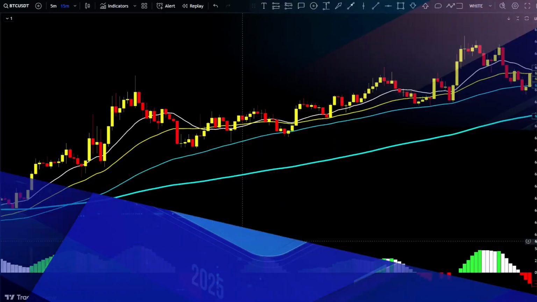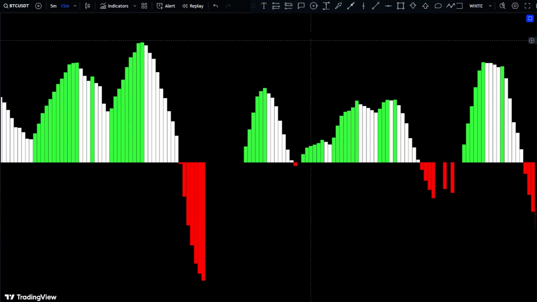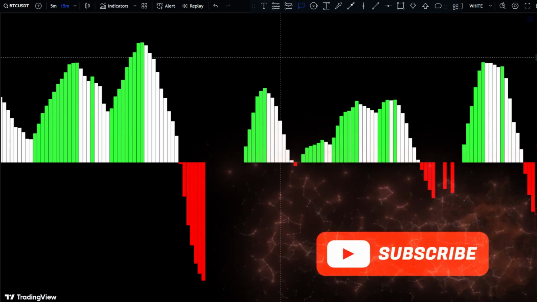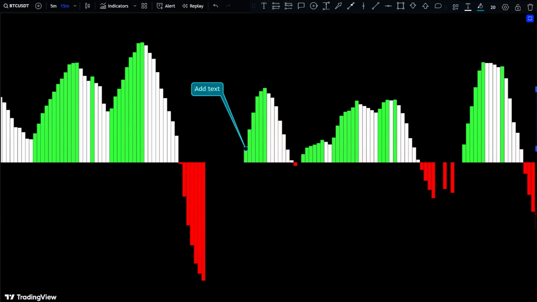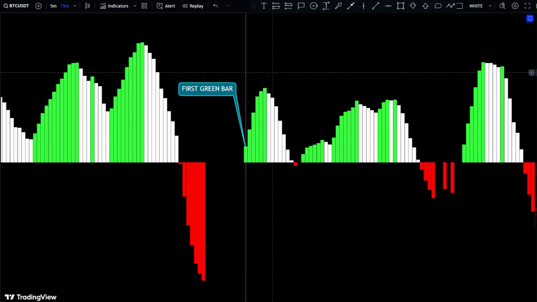So now let's talk about how we're going to use this strategy to enter trades and make some money. When we've identified an uptrend in the market, we'll be on the lookout for buy signals from our trusty squeeze momentum indicator. You'll know it's time to gear up for a potential buy signal when the first green bar appears on the squeeze momentum indicator. We'll call this our buy signal bar.